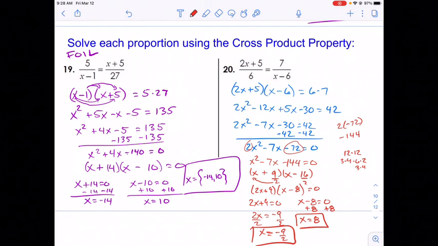All right, so that's it for our lesson on ratios and proportions.